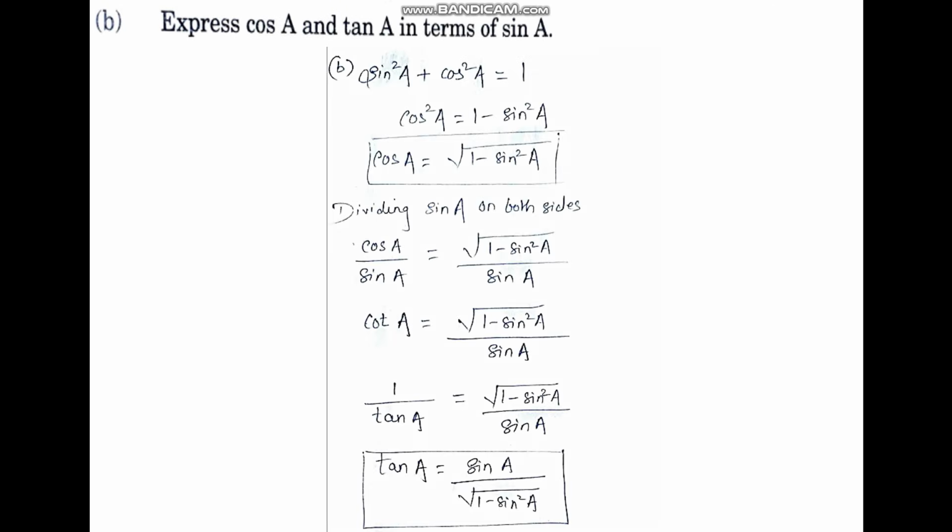Next is to express cos A and tan A in terms of sin A. We know that sin square A plus cos square A is 1, and when we transfer sin square A, it becomes cos square A equals 1 minus sin square A. The square goes to the other side, so cos A equals root over 1 minus sin square A. Dividing by sin A on both sides, cos A by sin A becomes root over 1 minus sin square A by sin A. Cos A by sin A is cot A. Cot A can be written as 1 by tan A, so finally tan A equals sin A upon root over 1 minus sin square A.